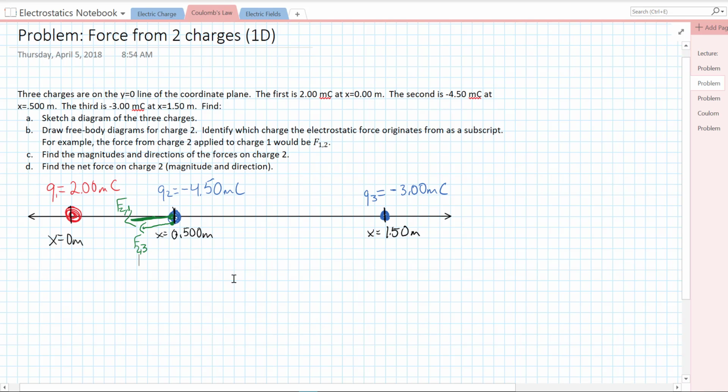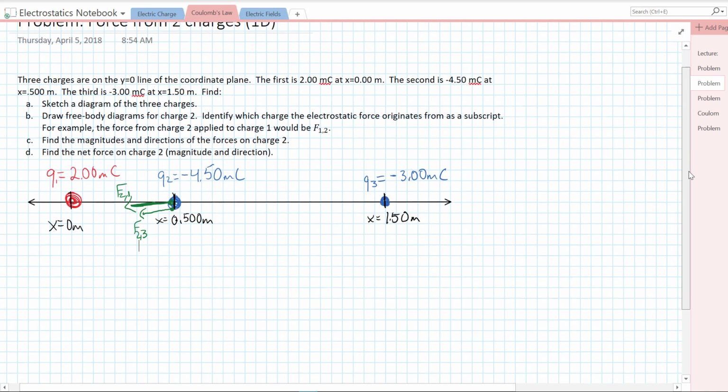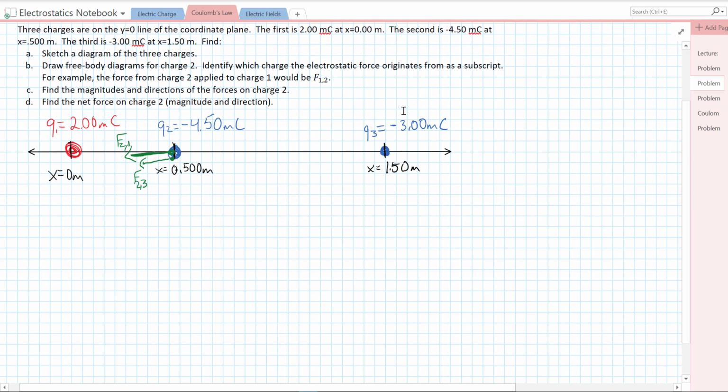Next up, we need to find the magnitudes and directions of these forces. I'm going to scroll down a bit. And we're just going to use Coulomb's law for that. So I'm going to break it down into two parts. Force on 2 from 1. Well, we're going to use Coulomb's law. We know F equals K Q Q over R squared. In this case, we're looking at charge 1 and charge 2, and so the R is the distance between charge 1 and 2.